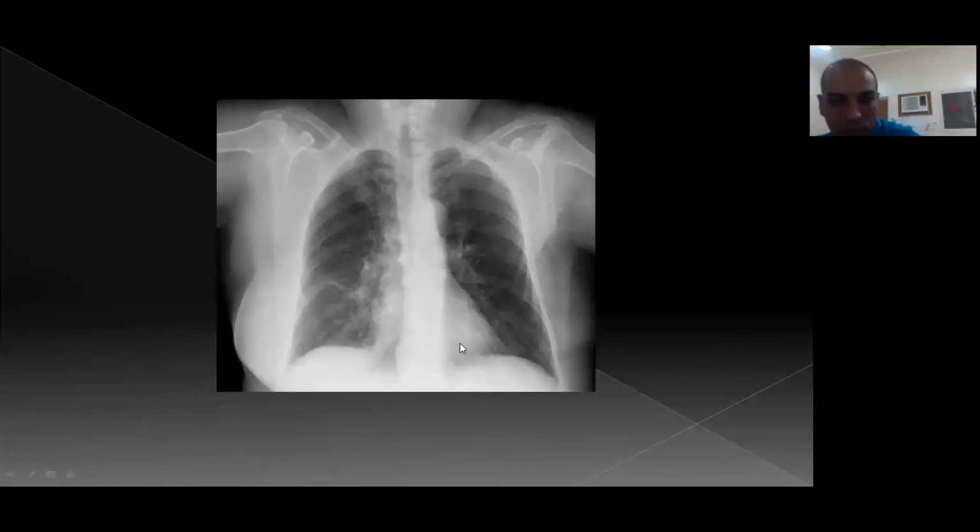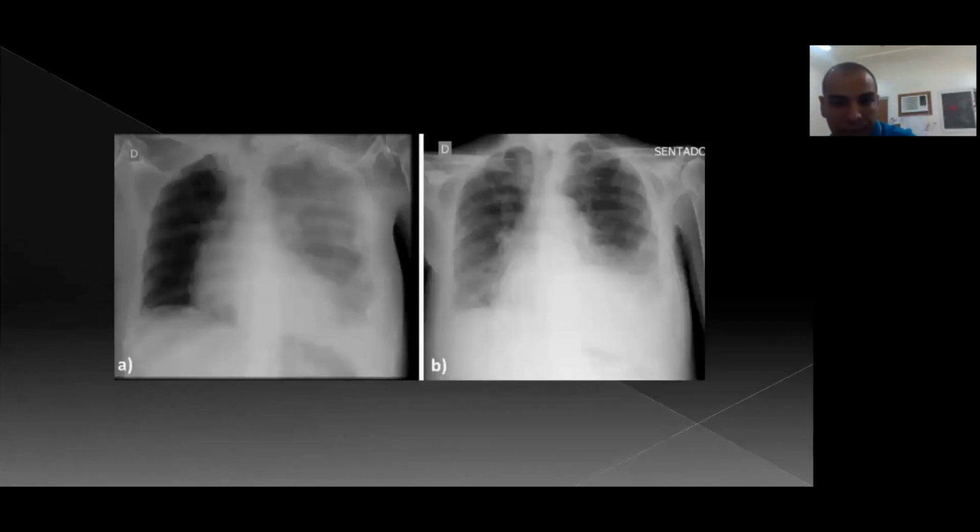This one also, here, translucent left hemithorax, but the breast shadow can identify why this one is translucent, because this one is a normal breast shadow. We don't have here the left breast shadow. So as we discussed before, breast shadow is one of the most important points that we need to identify in our checklist. Also, we have here one of the most important films in our session. This is an opaque hemithorax.